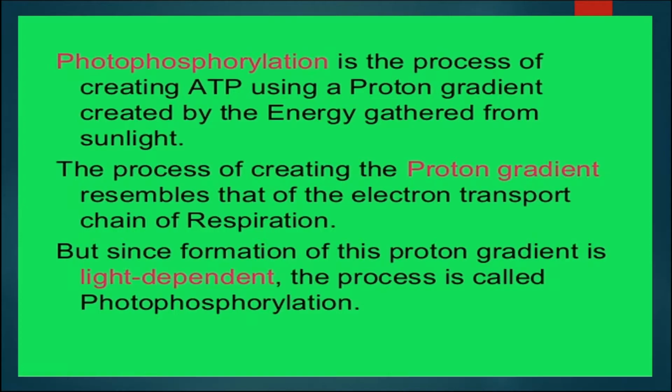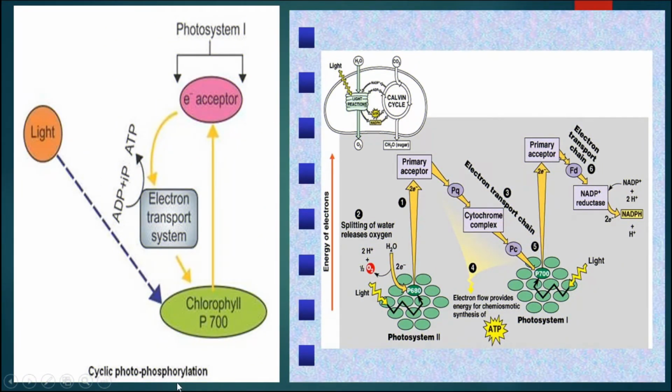This process is light dependent, that means the proton gradient will be created by using light, and that's why it is known as photophosphorylation, which is of two types, that is cyclic photophosphorylation and non-cyclic photophosphorylation. This slide is showing cyclic photophosphorylation as well as non-cyclic photophosphorylation. This figure shows the cyclic photophosphorylation.